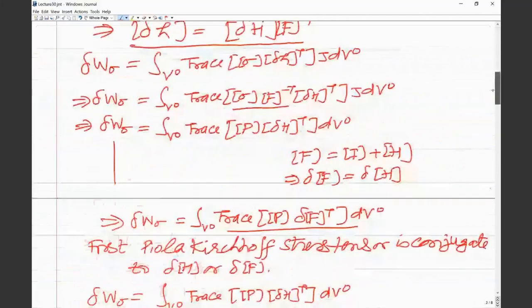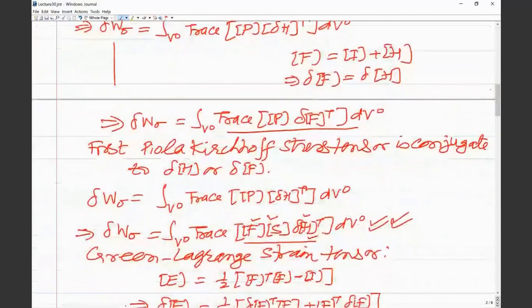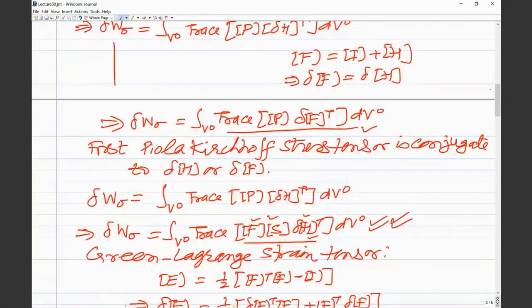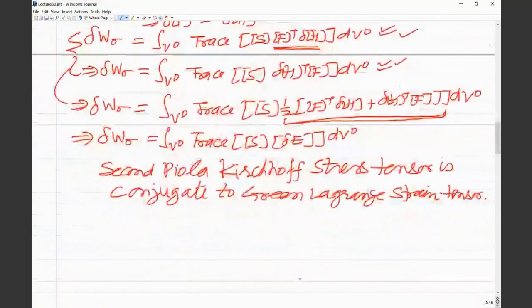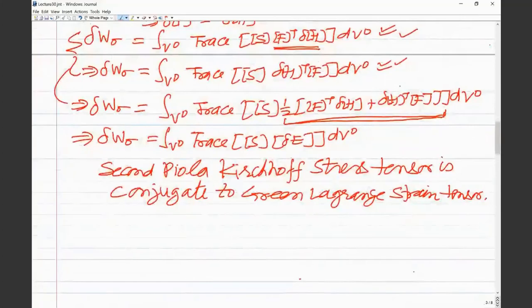Then the second result we got here is that the first Piola-Kirchhoff stress tensor is conjugate to either the deformation gradient F or the displacement gradient H with respect to reference coordinates. And the third result we are getting over here is that the second Piola-Kirchhoff stress tensor is conjugate to the Green Lagrange strain tensor. So you can write the virtual work of stresses in three different forms, either in terms of sigma, or in terms of P, or in terms of S. So these are the three different ways you can write this virtual work of stresses.